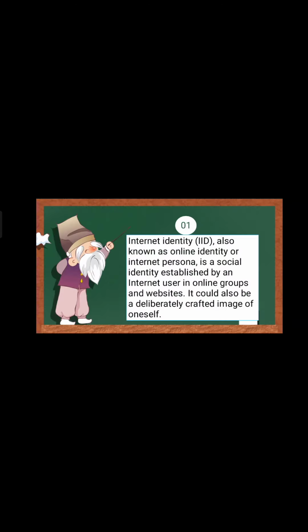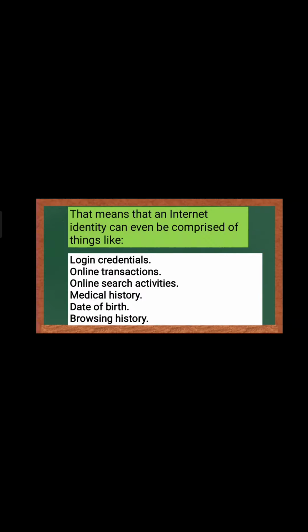So first, what is internet identity or IID? Also known as online identity or internet persona, it is a social identity established by an internet user in online groups and websites. It could also be a deliberately crafted image of oneself. That means that an internet identity can even be comprised of things like login credentials, online transactions, online search activities, medical history, date of birth, and browsing history.